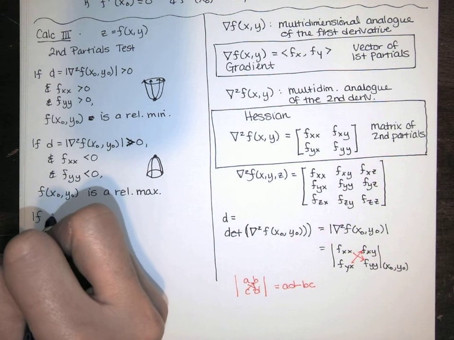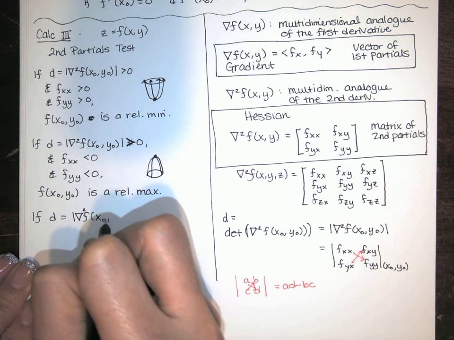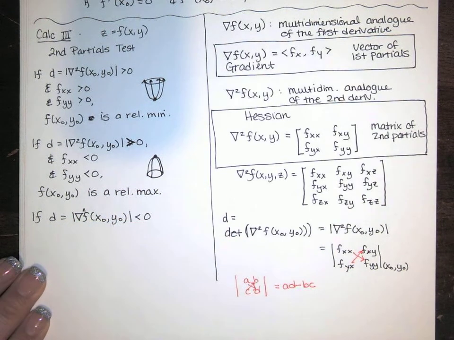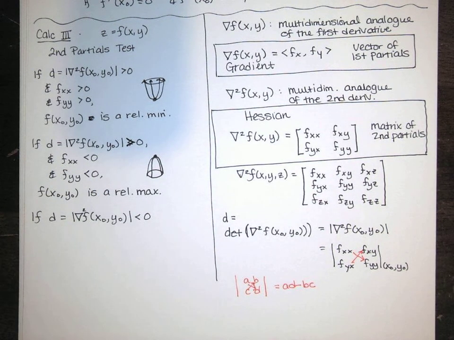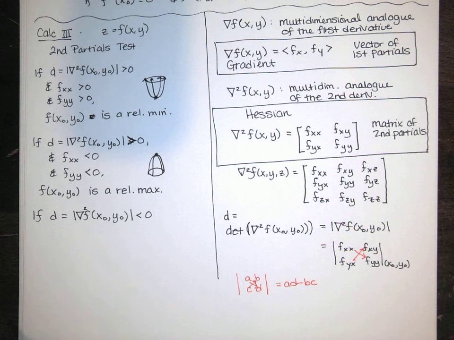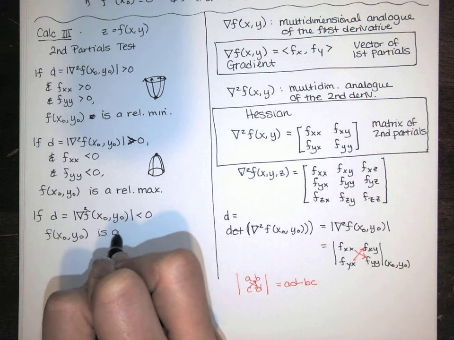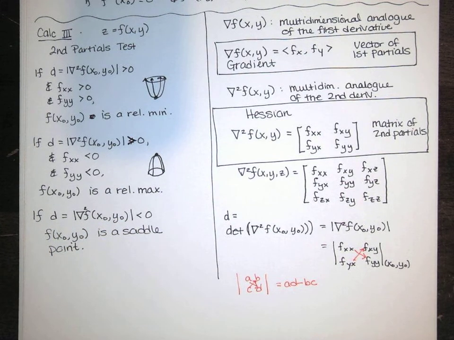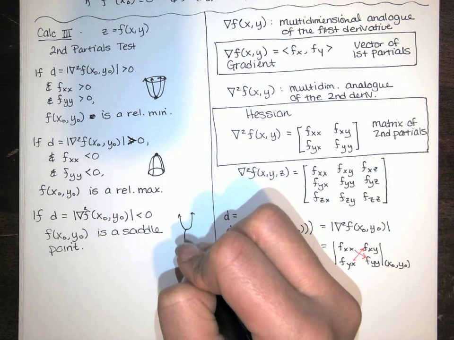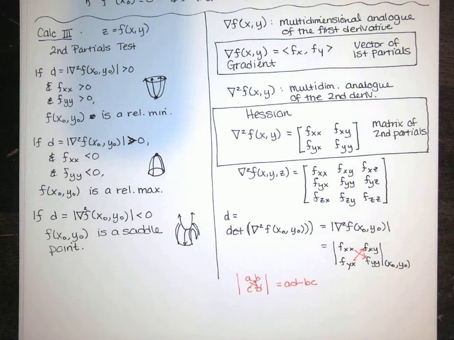Now, if D happens to be negative, you evaluate the determinant of the Hessian at that point, and you get a negative number. Well, that means these have opposite signs, or maybe one of them's positive and the other one's 0, or something like that. But generally, you don't have both of them with the same sign anymore. If this happens, then f of x naught y naught is a saddle point. So I think the easiest way to think about it is when they have opposite sign. Concave down in one direction, concave up in another direction. So concave up this way, concave down that way. You put those two pieces together and you get something that looks like a saddle, kind of. It's really hard to draw.